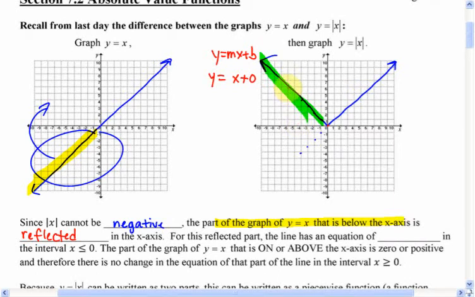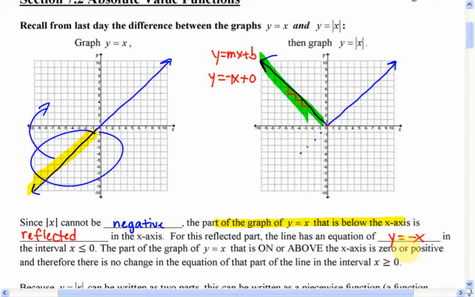Remember, rise, run. Seems like I'm not even rising. I'm going down. So I'm going down 1 unit for each one I go to the right. So that would be -1. So if you think about it, this equation is just y equals -x. Okay?